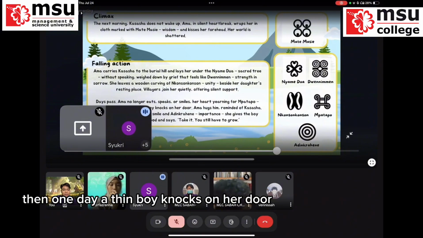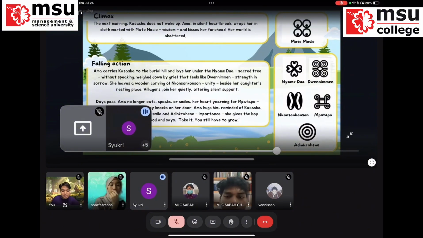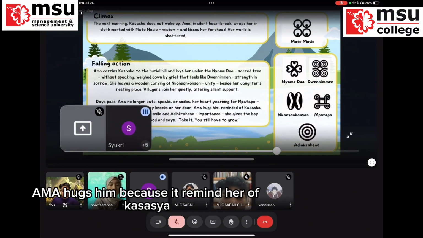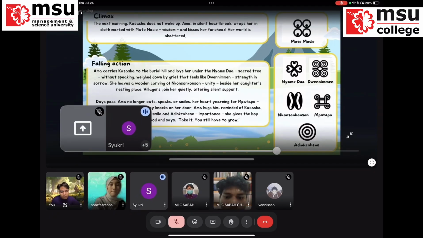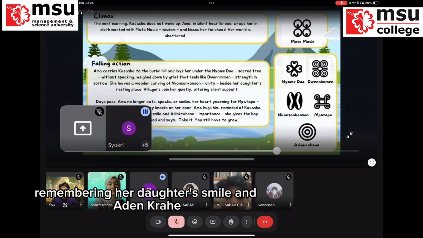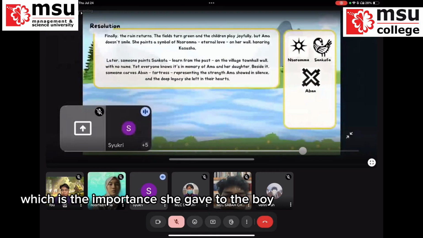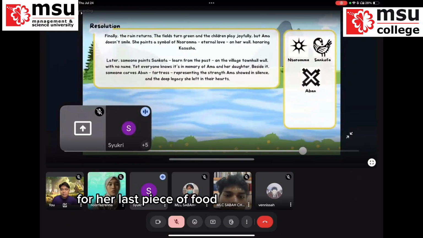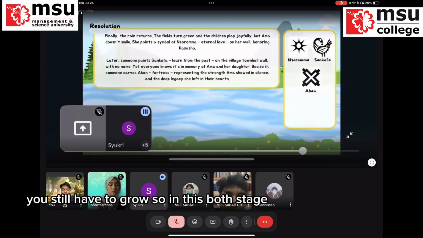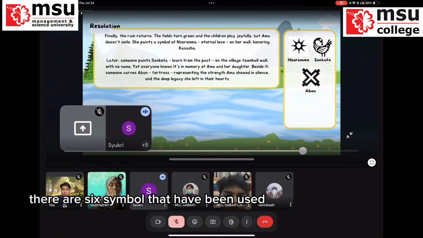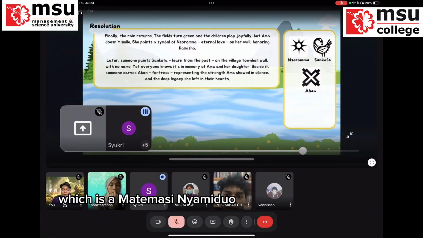Then one day, a teen boy knocks on her door. Amma hugs him because it reminds her of Kasasha, remembering her daughter's smile and Adinkrahene, which is the importance she gave to the boy, for her last piece of food, and says, "Take it, you still have to grow." So in this stage there are six symbols that have been used, which are Mate Masie, Nyame Dua, Dua Nimen, Nkonsonkonson, Mpatapo, and Adinkrahene.